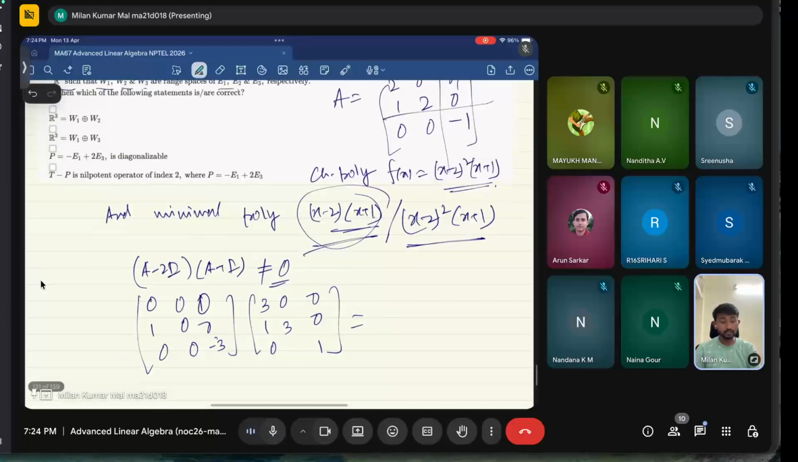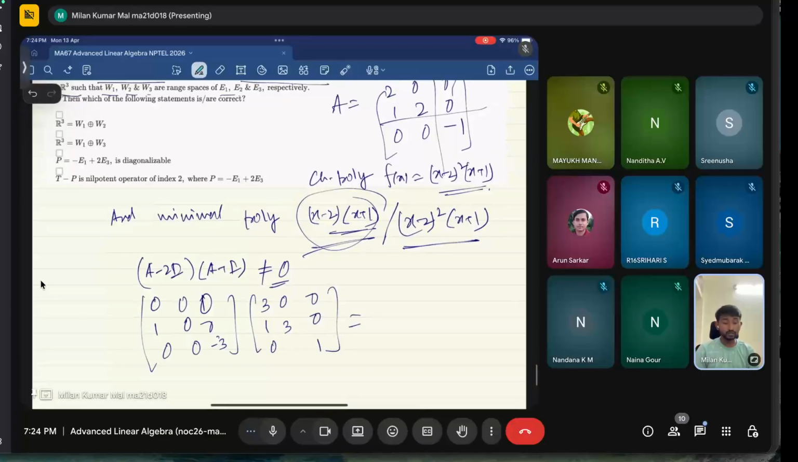Recall that A was 2 0 0 1 2. You can just subtract 2 times the identity from there and you'll get the first one, and if you add 1 to all the diagonal entries, identity, you'll get this. So if you multiply, the first entry will be 0, the second will be, this is clear. Now this entry will be non-zero. Why? Look carefully: 1 times 3, this is 3, next one will be 0, next one will be 0, and I hope all the entries will be 0 except the last one. Okay, oh, this is 0. Yeah, a minus 3, this is 0. So the last entry will be 0. So this is what it is, and of course this is not equal to 0.